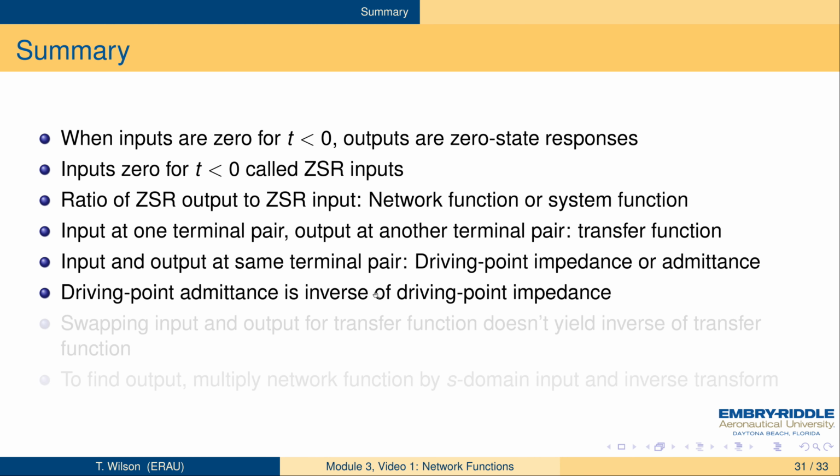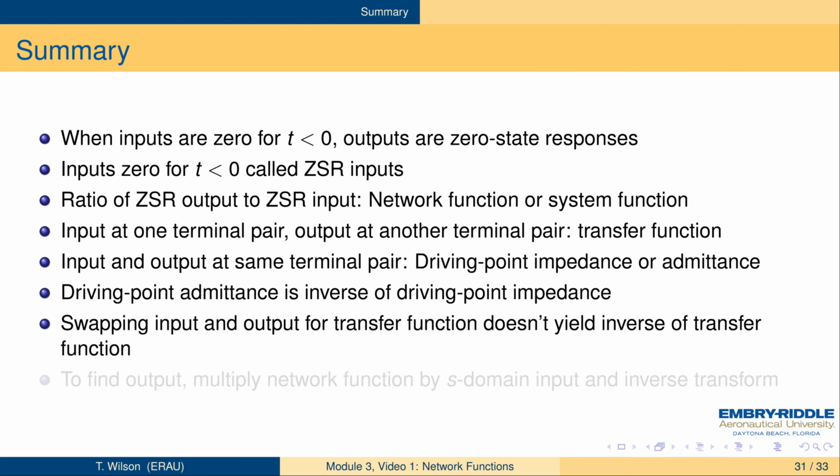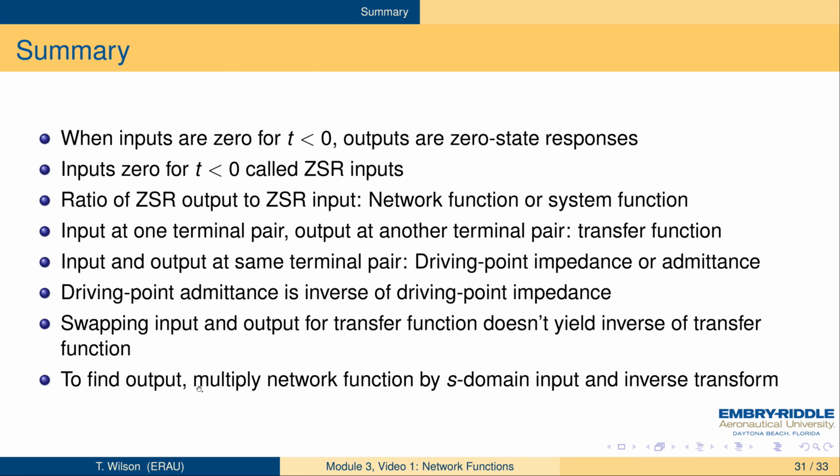The driving point admittance and the driving point impedance were inverses of each other, but it didn't work that way for transfer functions. You can't swap the role of the input terminal and the output terminal and expect to get an arithmetic inverse of transfer functions. And to find the output, we would multiply the network function by the S domain input, and that would give us the S domain output, and we would inverse transform.